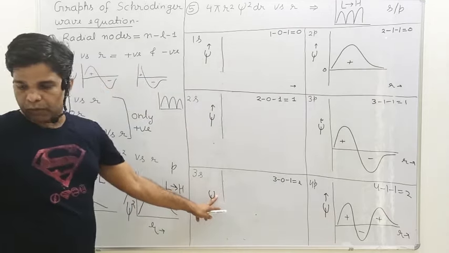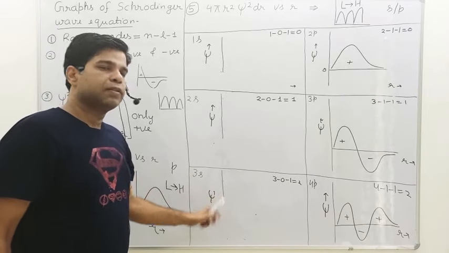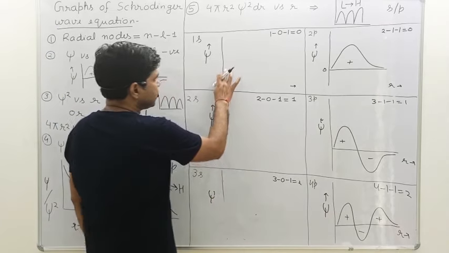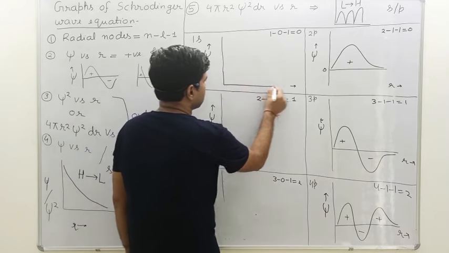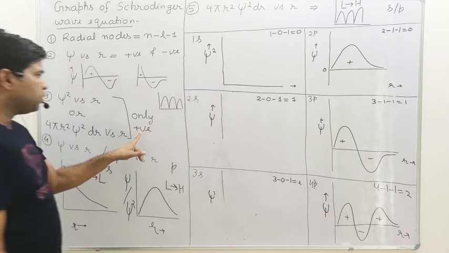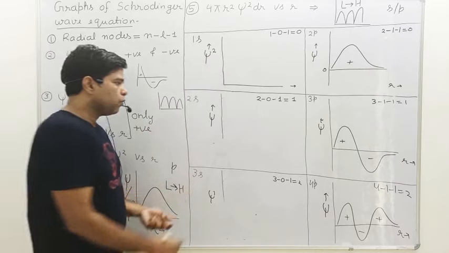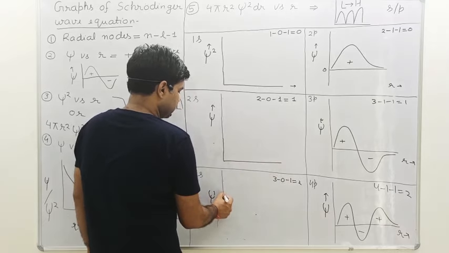Okay student, here we have only psi. I wrote psi square here by mistake, but it is only psi. Okay, so now let's see. When we want to draw the graph of psi square versus r, it cannot be negative. So there is no meaning of drawing the negative axis. Okay, this is the simplest graph.